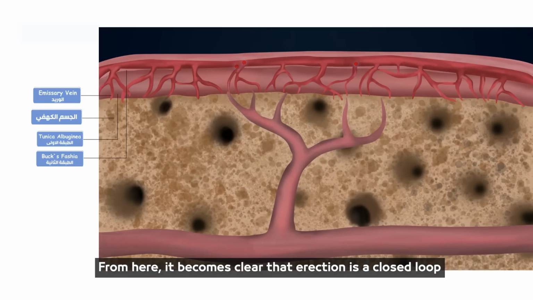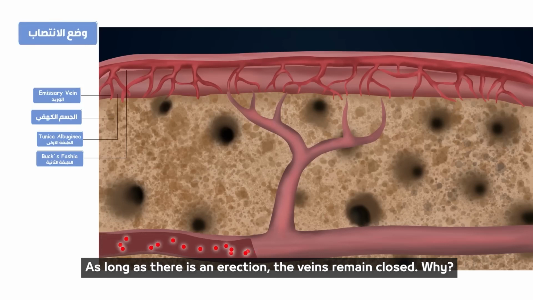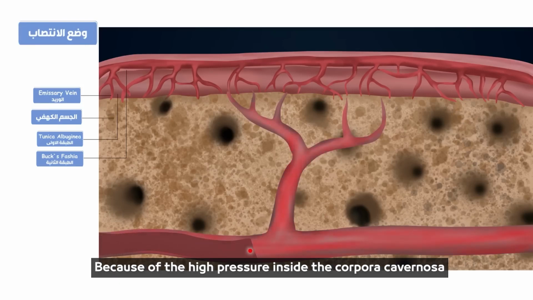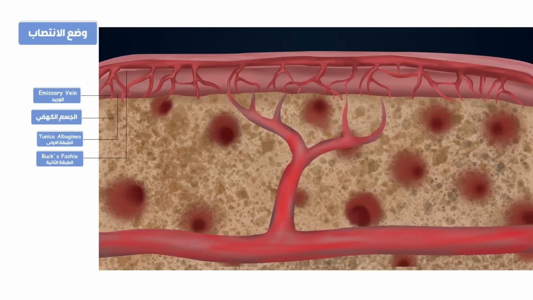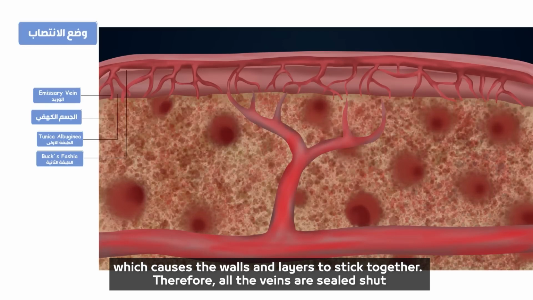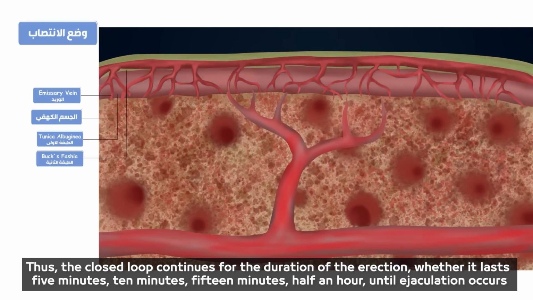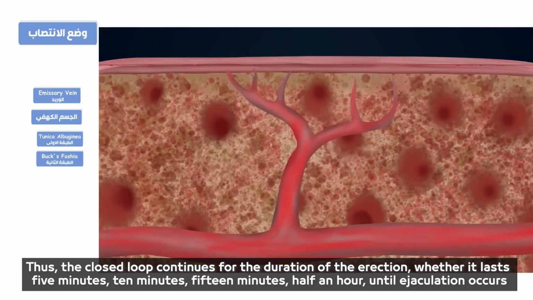From here, it becomes clear that erection is a closed loop. As long as there is an erection, the veins remain closed. Why? Because of the high pressure inside the corpora cavernosa, which causes the walls and layers to stick together. Therefore, all the veins are sealed shut. The blood can't exit, and as long as the blood can't exit, the pressure remains high, sustaining the erection. Thus, the closed loop continues for the duration of the erection, whether it lasts 5 minutes, 10 minutes, 15 minutes, half an hour, until ejaculation occurs.